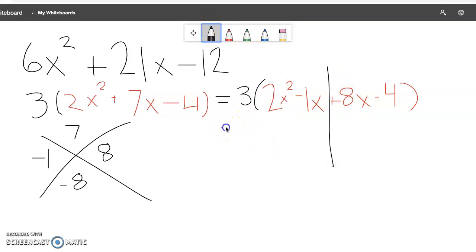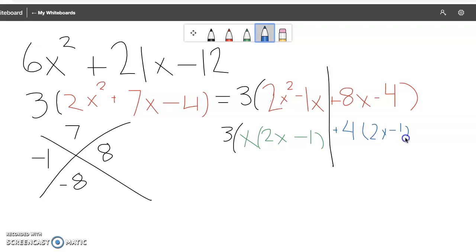And if you want, you can always bring down that 3 that you factored out. And we're going to see what can I take out of 2x squared and minus 1x. And all that I can factor out is just an x. So I'm left with 2x minus 1. And then on the right side, I can take out a 4 from both. And it's going to be a positive 4 because we bring down our plus sign. And I'm going to be left with 2x minus 1.